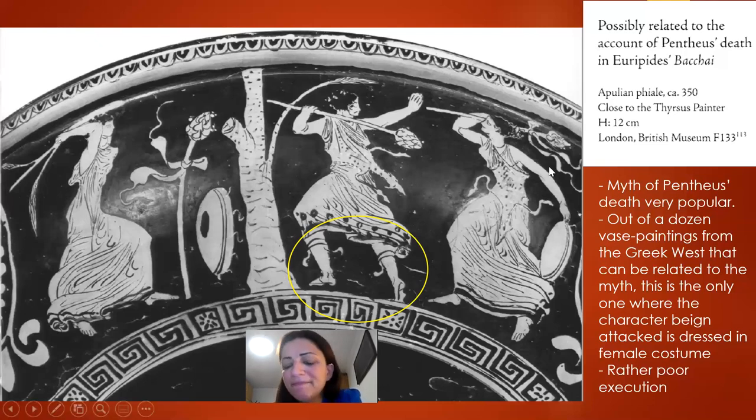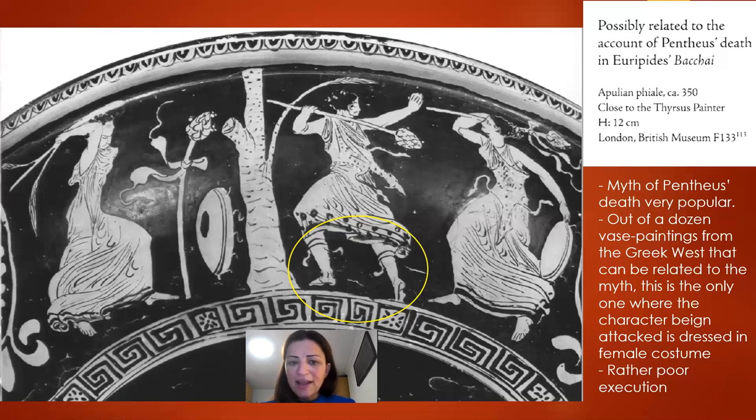I mean, the other ones could have been also in costumes, but they're not. Now, the fact that she's in costume reminds us, or pays extra attention to, the fact that there is a costuming scene in the Bacchae.